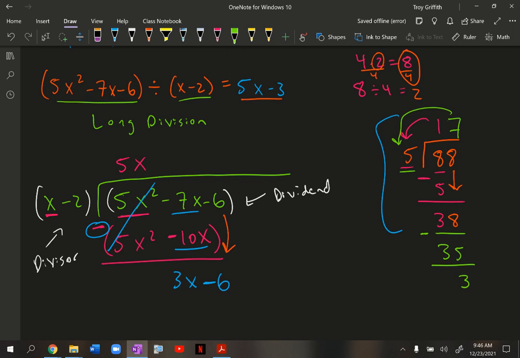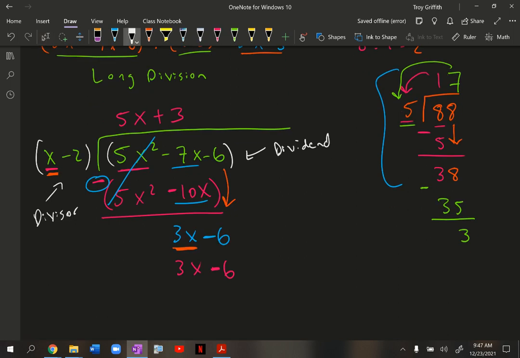Okay, so basically I'm just repeating the process over again. Okay, well, I'm going to do the exact same thing over here when I'm dividing these polynomials. So next up, I'm going to say, all right, what do I have to multiply x by to get 3x? Okay, well, the answer to this would be I have to multiply by a positive 3. Just like over here, I'm figuring out how many times 5 goes into 38. Over here, I'm saying, x times what gives me 3x minus 6, and then I'm going to distribute again. So I'm going to do 3 times x, that's 3x, and 3 times negative 2, that's negative 6.